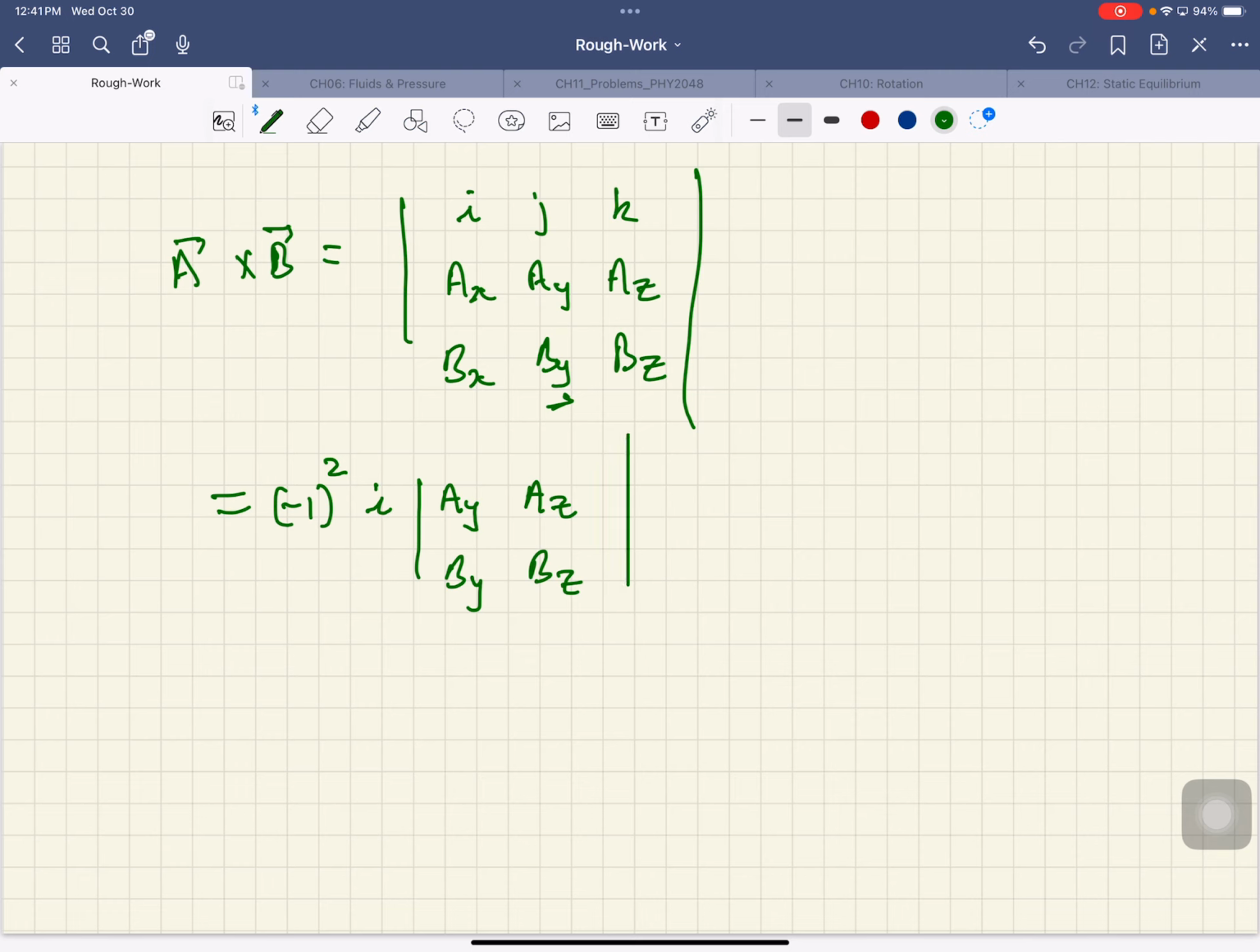Then we'll add the second term, minus 1 to the power first row, second column. 1 plus 2, that is minus 1 to the power 3. And the minor for that determinant is you eliminate this row and that column, so the minor is AX, BX, AZ, BZ.